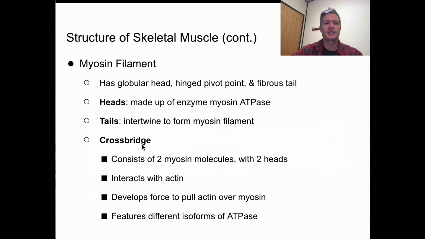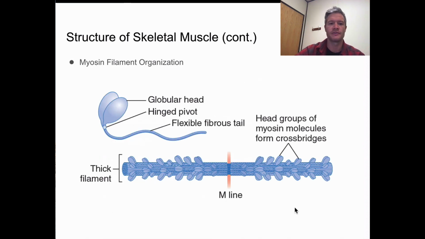Cross bridges are important when we talk about contraction and generating force. You'll see that the globular heads interact with actin, as I've been describing, and pull them along to create contraction between the thick and thin filaments. Okay, so again, just looking at this thick filament, you can see there's lots of globular heads on the structure, and all the tails are wound together to make the cable part of myosin. Okay.